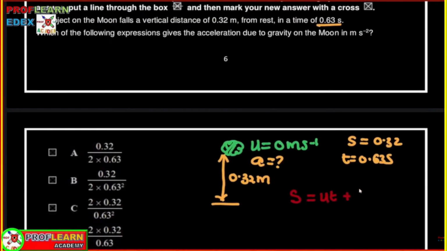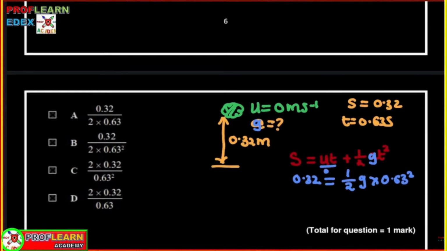Now we are supposed to use this SUVAT equation in order to work it out, but remember the initial velocity is 0, so this part is going to be 0.32 equals 0 plus a half g t squared. Now try to rearrange the expression that we have. We are going to see our answer translates to C, 2 times 0.32 over 0.63 squared.